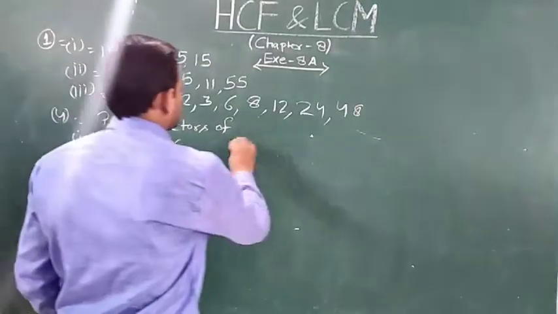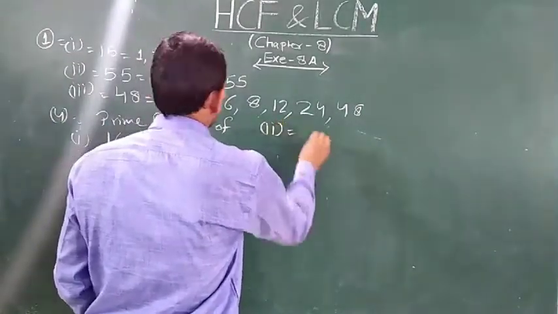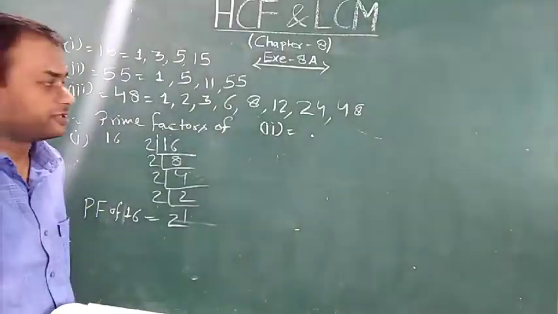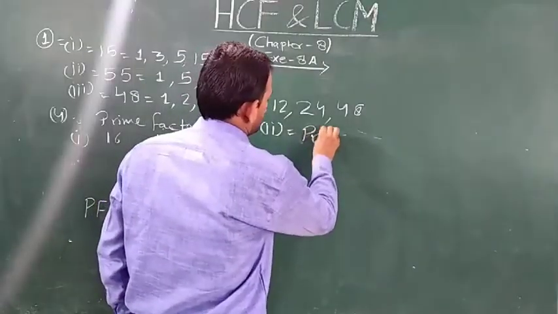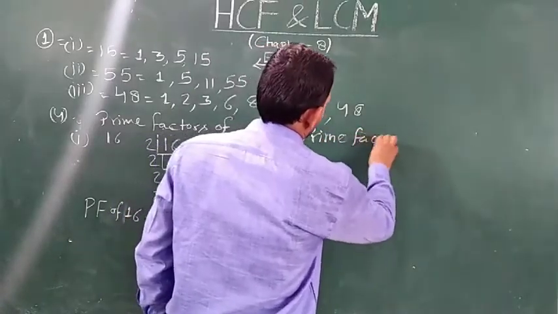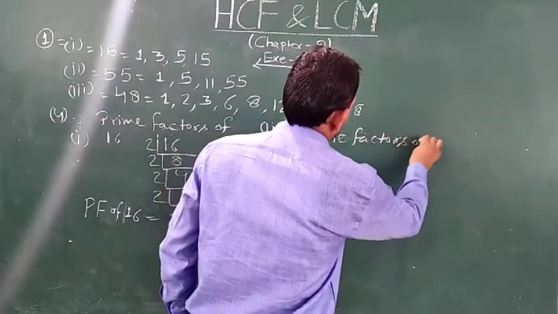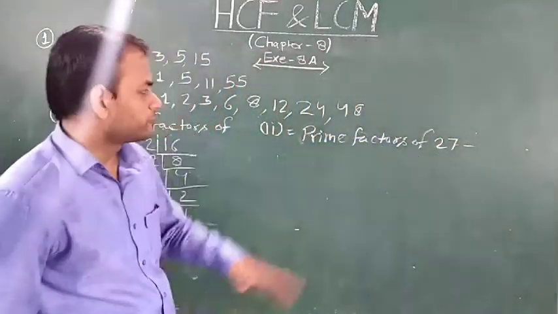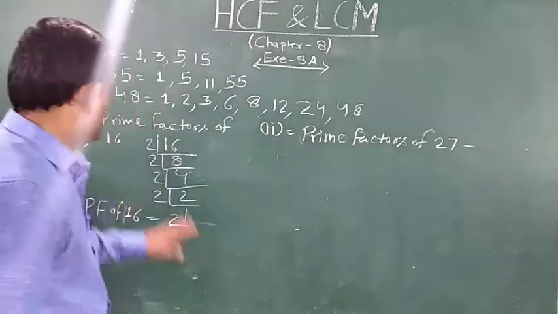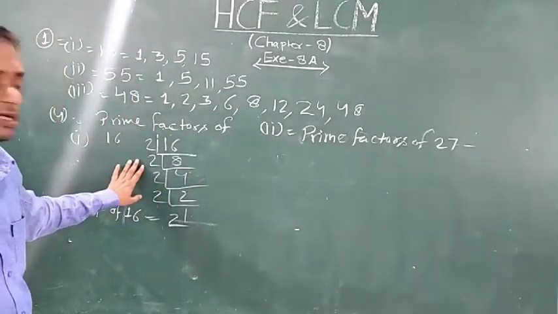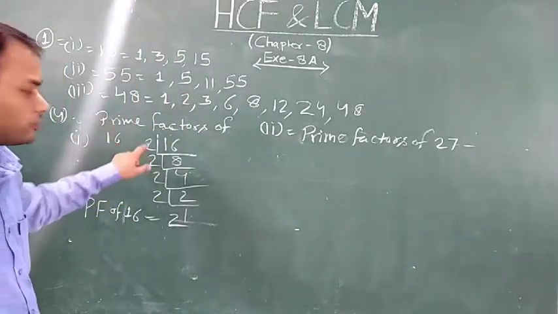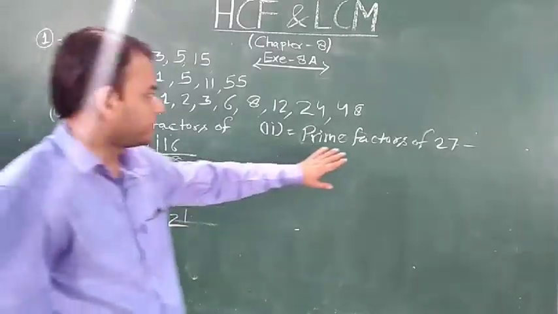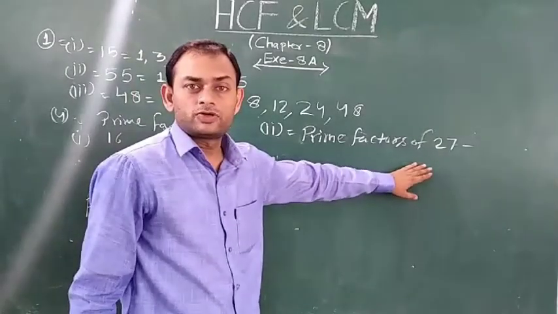Now the second part: you have to find the prime factors of 27. Now you have to find the prime factor of 27. Here, for 16, what type of prime factor was there? Only 2. Got it? Here you have to find the prime factor of 27.